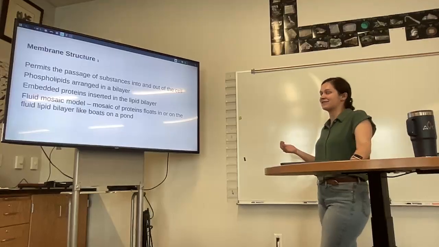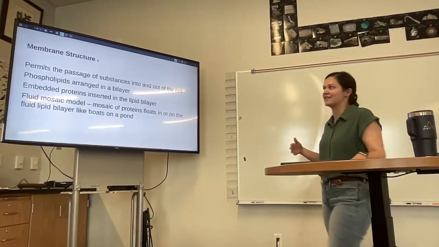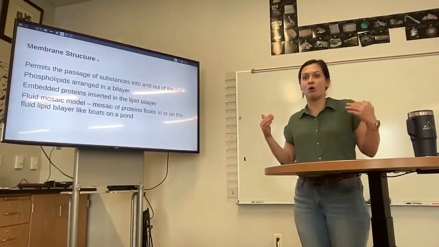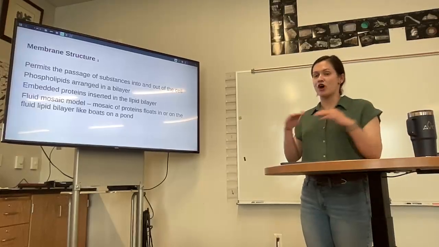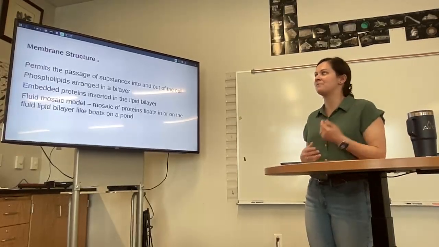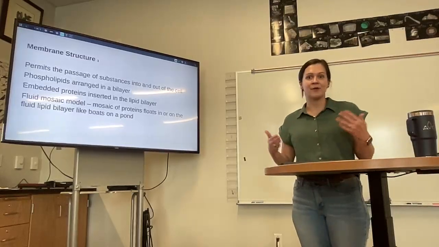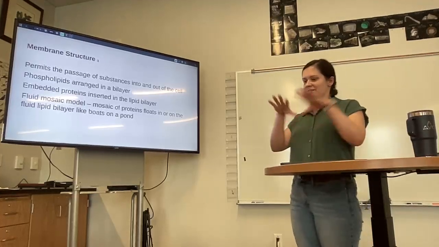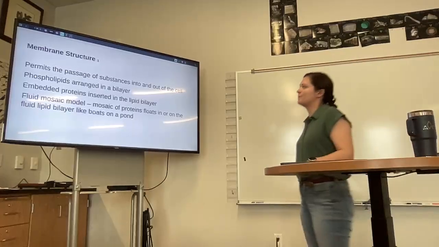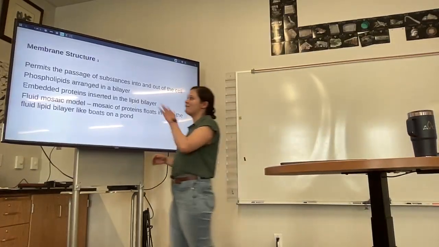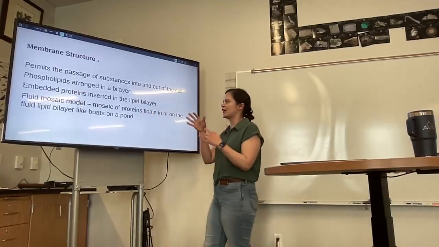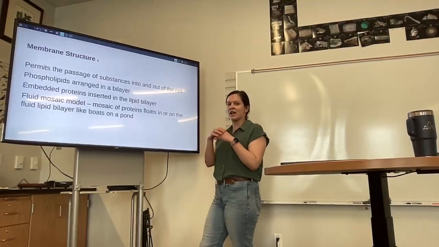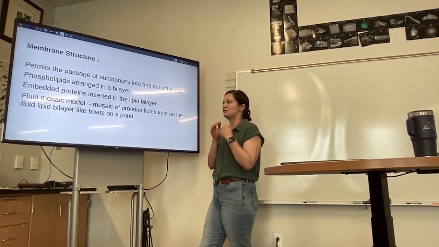Membranes permit the passage of substances in and out of the cell because most of the things that are moving in and out of the cell are polar, and they can't get through the nonpolar barrier of the cell membrane, so they need to get through membrane proteins. So membrane structures are a barrier, but they allow some stuff through. We have embedded proteins inserted throughout the lipid bilayer, and the cell membrane follows what's called the fluid mosaic model.